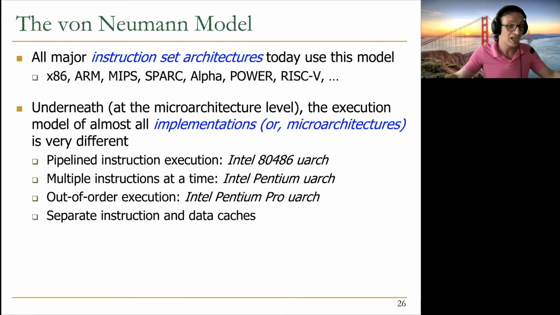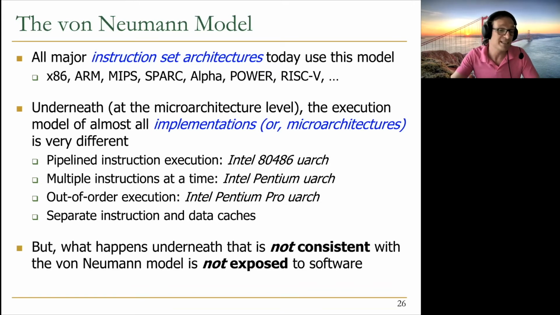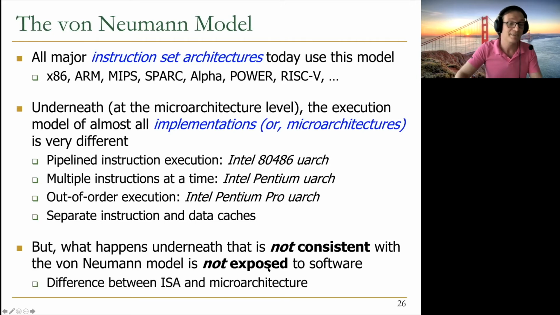We have separate instruction and data caches, so we even violate the requirement that instructions and data be in the same memory space. Basically, we do a lot of things inconsistently with the instruction set architecture underneath, but we don't expose them to the software. And that's the key. That's the key difference between ISA and microarchitecture.